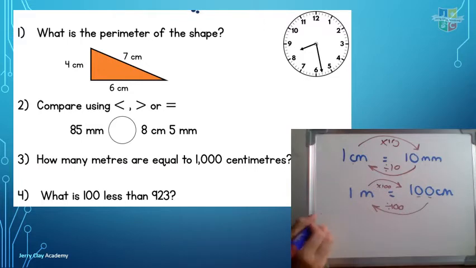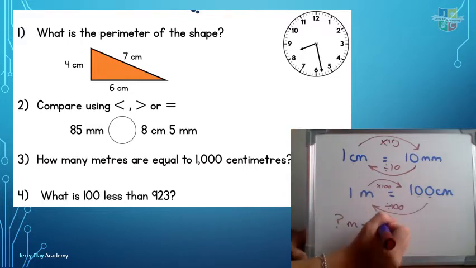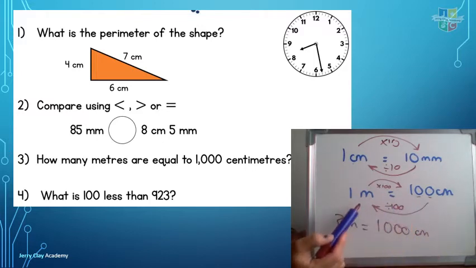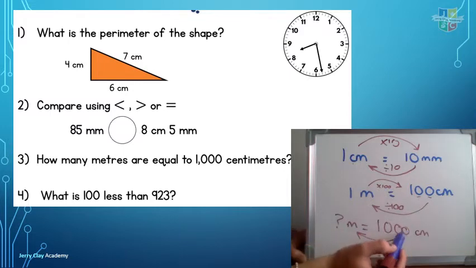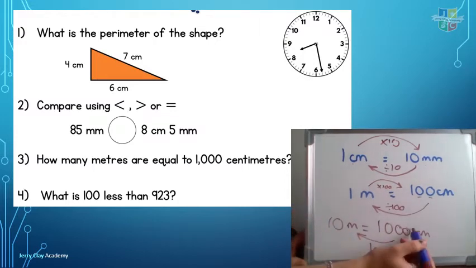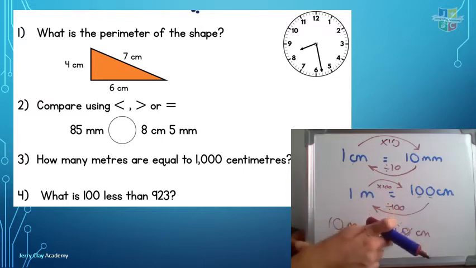Looking at number 3, it says how many meters. So I want to know how many meters are in 1,000 centimeters. Because I've got my centimeters and I want to make it to meters, I'm going to divide by 100. So because I'm dividing by 100, I can take off my 2 zeros. So my answer should be 10 meters, because in 1 meter there are 100 centimeters, so in 10 meters is going to be 1,000 centimeters.